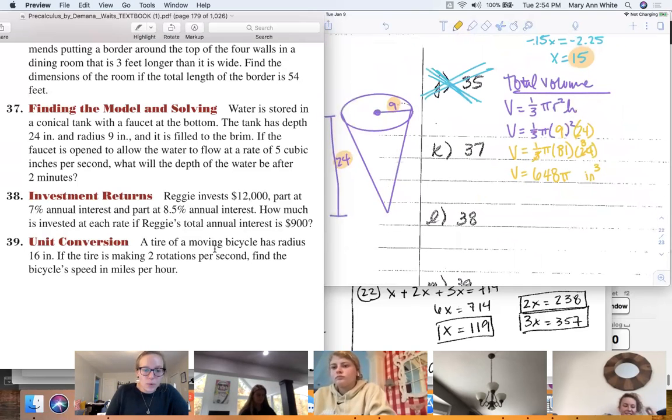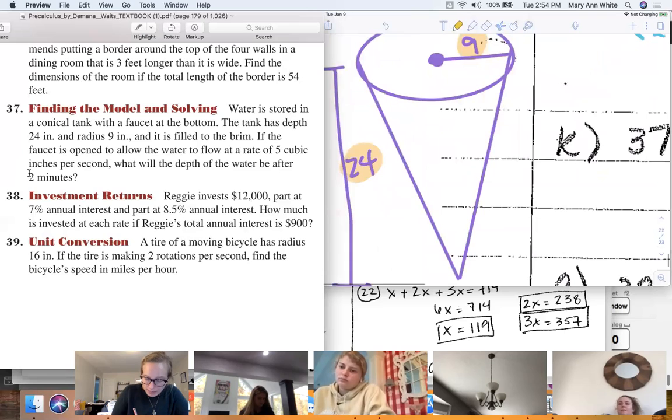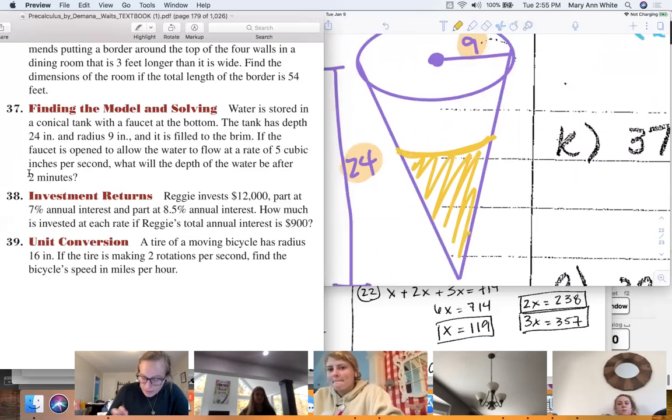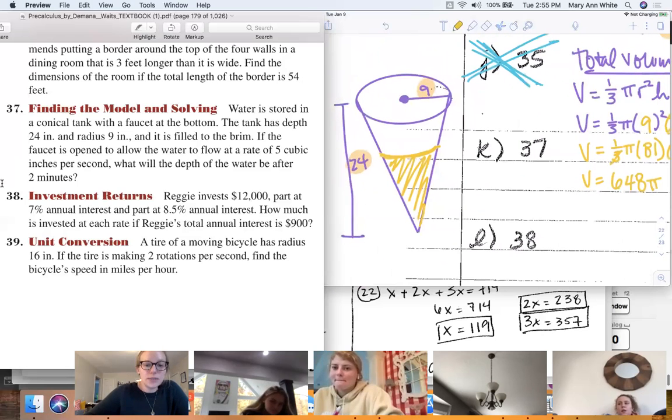I don't know where my height will be after 2 minutes of the faucet being open, but essentially I know it's not going to be at the same place. So it's going to be maybe down here somewhere. We're going to find that out. In order to find that out, let's first figure out what the volume of what's left will be. If I know that I'm losing 5 cubic inches of water per second, I can find out what my new volume is going to be using that rate.